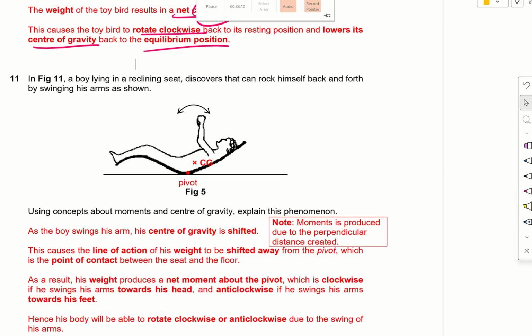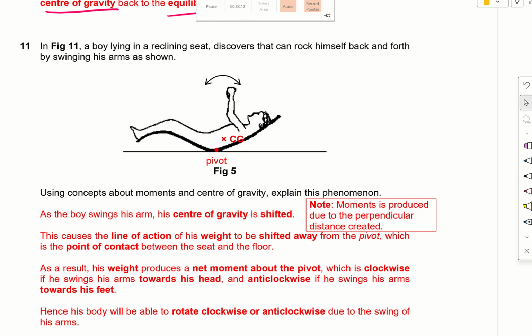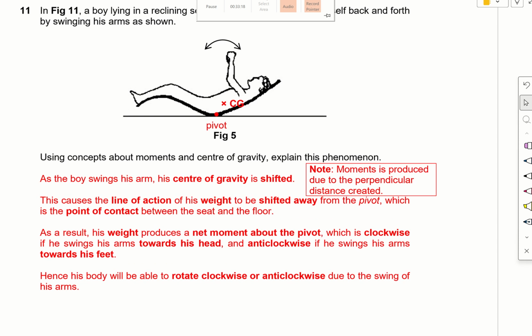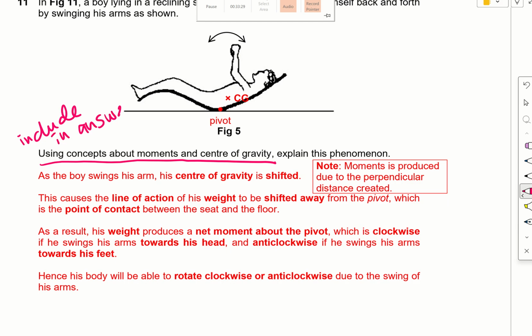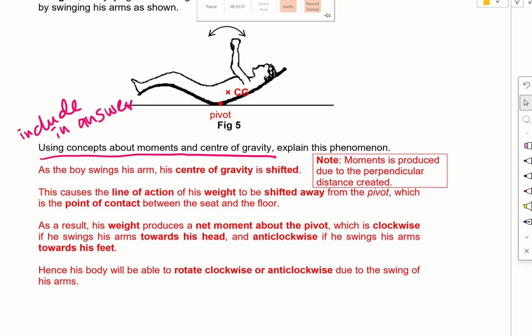Okay, question 11. In figure 11, a boy lying in a reclining seat discovered that he can rock himself back and forth by swinging his arms as shown. Using concepts about moments, so when they tell you to use concepts about moments and CG, you need to include them in your answer. So explain the phenomenon.